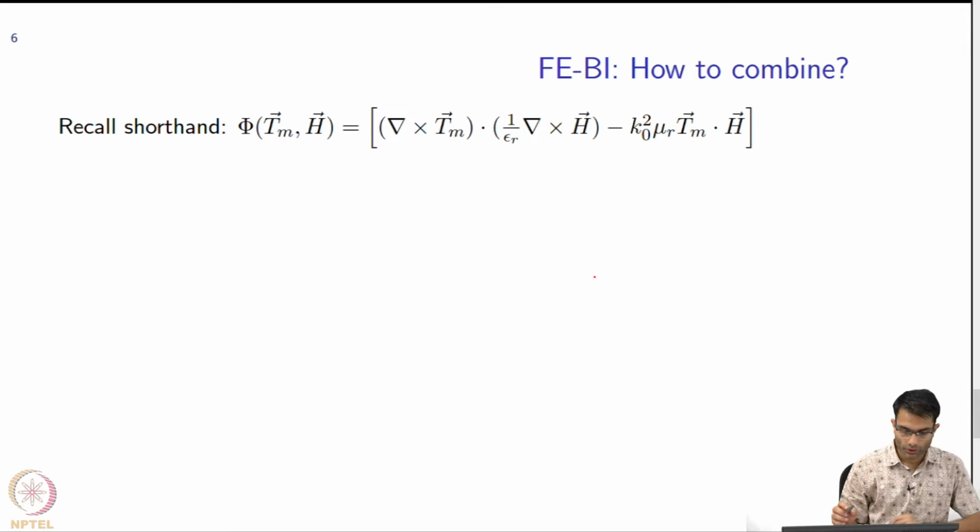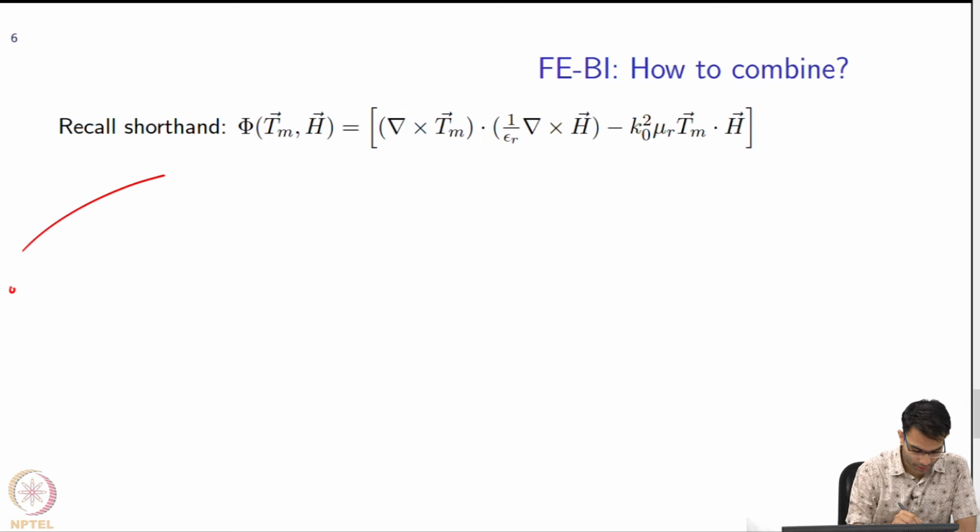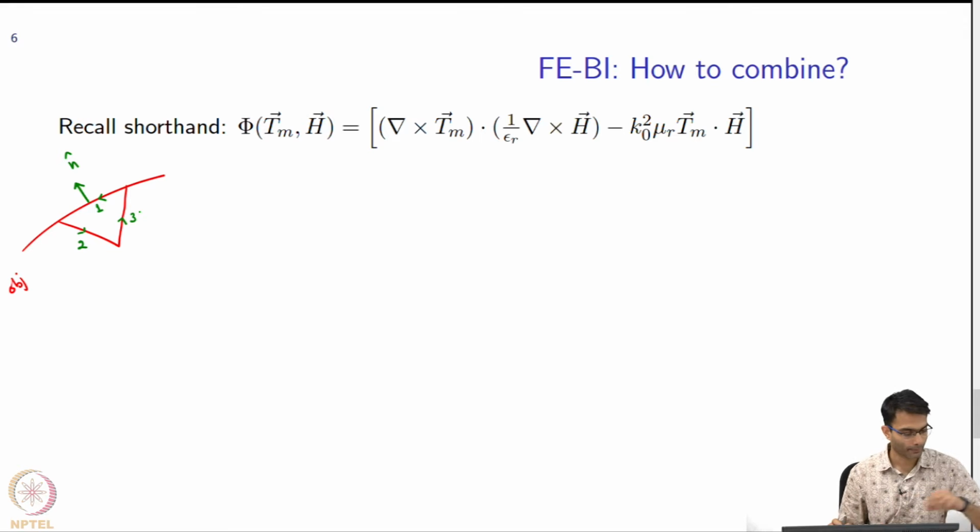So now what we are going to do is, let's take one triangle on the boundary. This is my n hat, outward normal, and I am just going to number these edges as 1, 2 and 3 for simplicity.